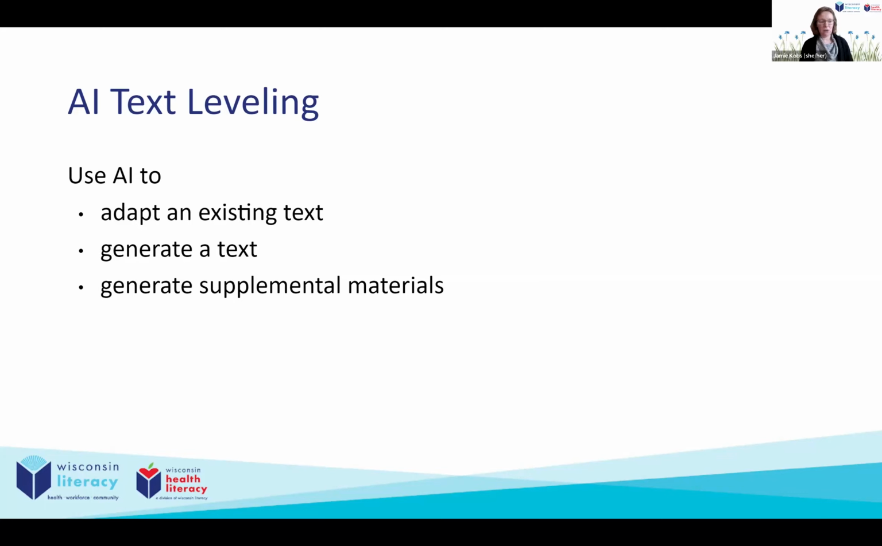So the purpose here, like I said, when we use AI for text leveling, you can use AI to adapt an existing text. So I have this text. It seems like it's not necessarily accessible for a learner. How do I adapt it so that that learner can read it? Or I'm teaching a lesson about this topic today and I need some reading material. I'm going to ask AI to generate a completely original text that my learner can read. And then finally, AI can also, in addition to generating the text, generate some supplemental teaching materials like a vocabulary list or like comprehension questions that go along with it.